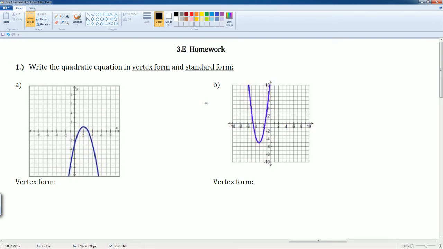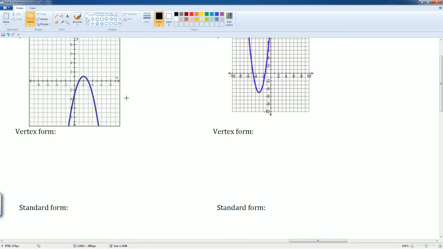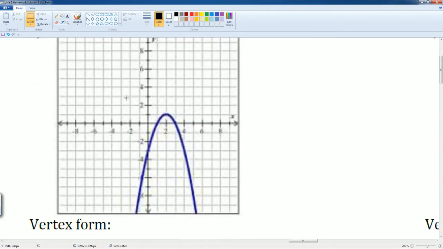This is on 3E. I'm going to be covering number 1, A and B here. It asks us to write the quadratic equation in vertex and standard form. We'll start with vertex form. Vertex form requires us to grab a vertex, so let's see if we can visually get the vertex from that graph.